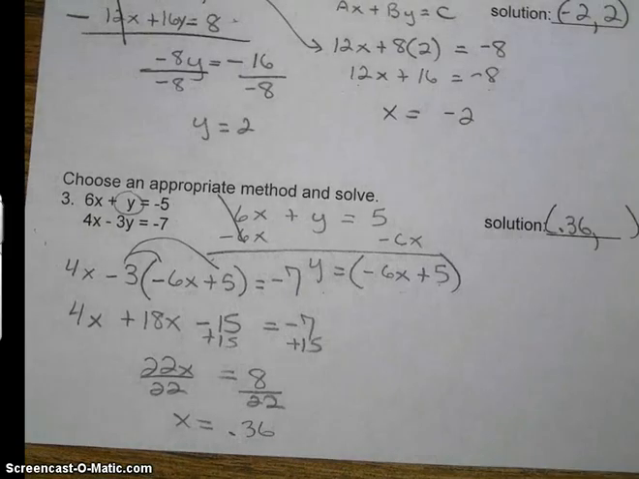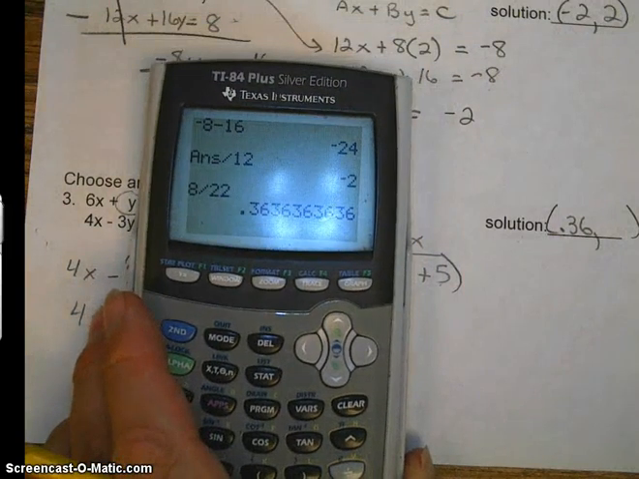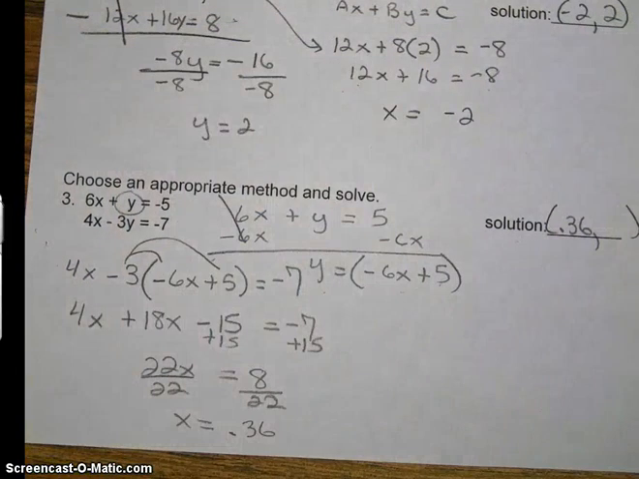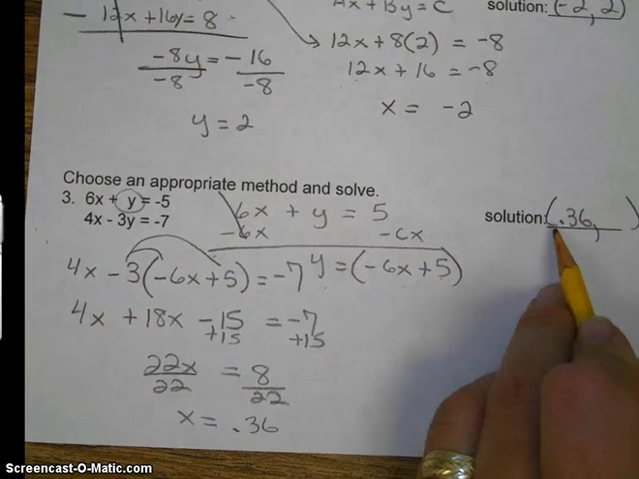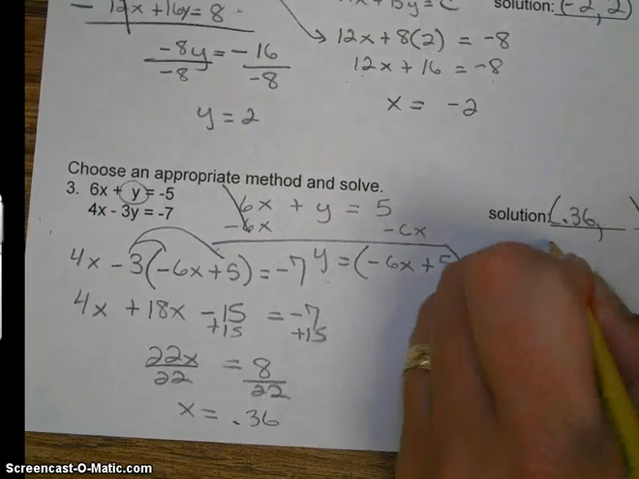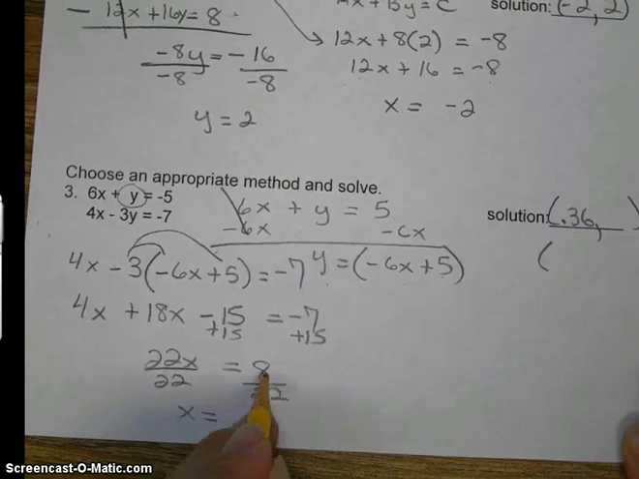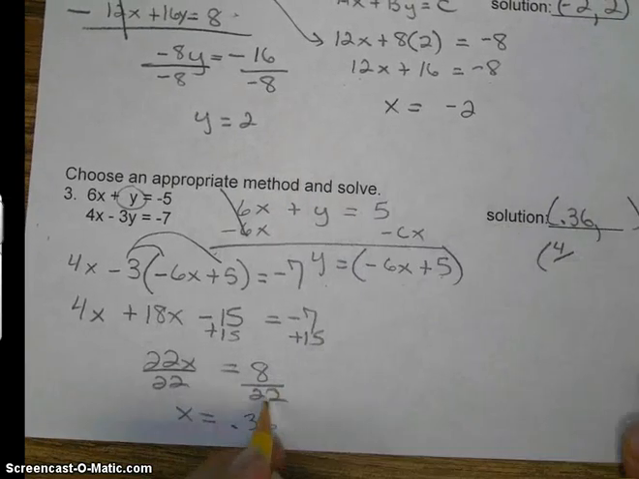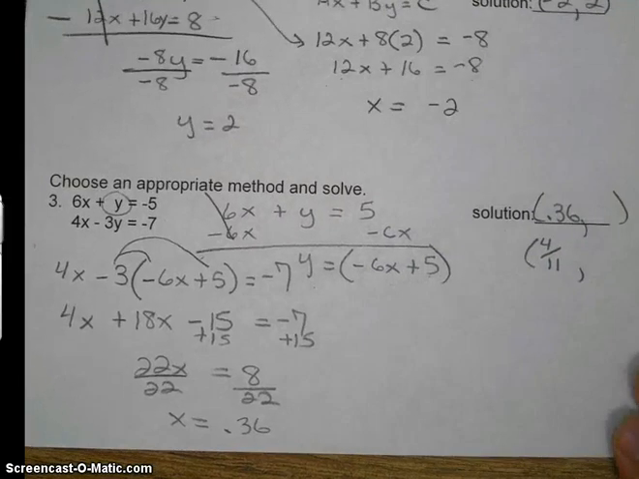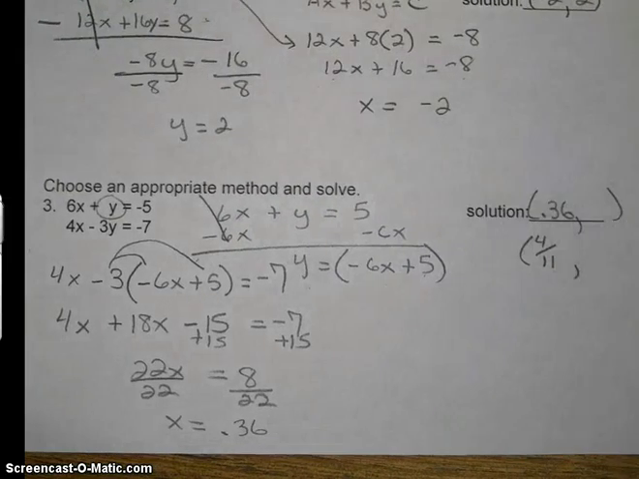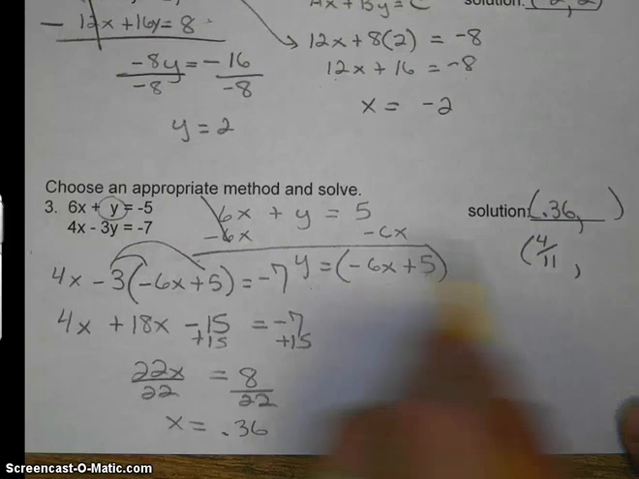Now, look at this. It's actually 0.36 repeating. So when I give the answer like this, I'm giving an approximate answer. If I wanted an exact answer, I'd reduce my fraction. Let's see, 2 goes into 8 4 times, 2 goes into 22 11 times. If I want an exact answer, I'd leave it as a fraction. Okay, now let's go ahead and find y.